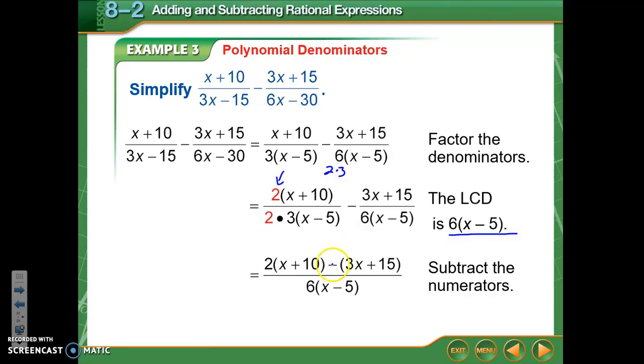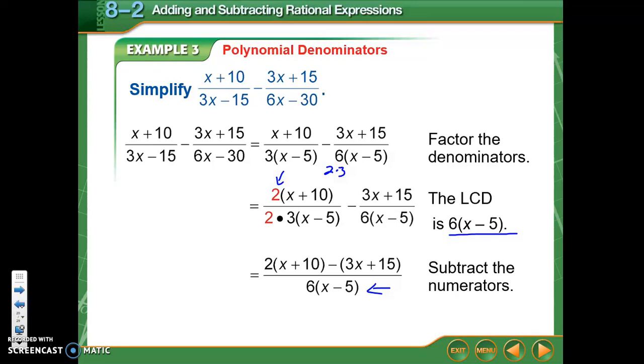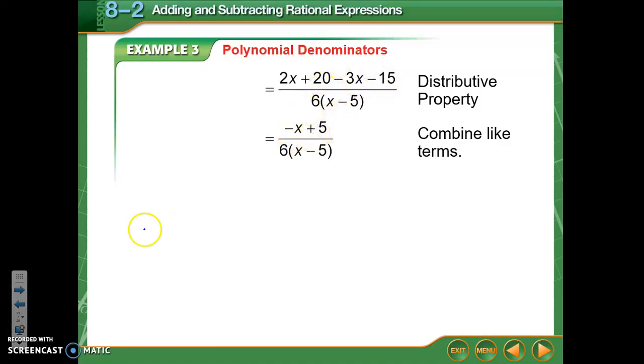2 times x plus 10 minus 3x plus 15. Notice the quantity is in parentheses, so I make sure to distribute that negative. And this is my common denominator. So now I have them written as one fraction. Then I just distribute. So basically I'm taking my 2, I'm getting 2x plus 20 minus 3x minus 15. And then I simplify by combining like terms. 2x minus 3x is negative x. 20 minus 15 is positive 5.